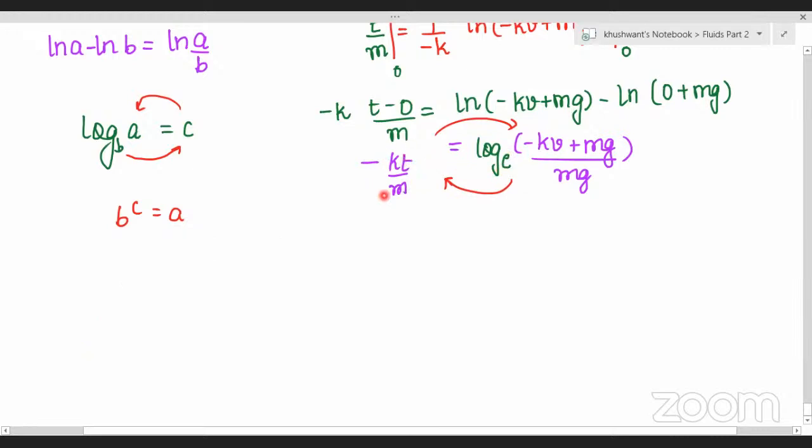e to the power minus kt by m is equal to this whole complete expression. Is this clear? If there is any doubt, ask me. So over to you, everybody. Yes, we'll start with Swarada, Makesh. Over to you.